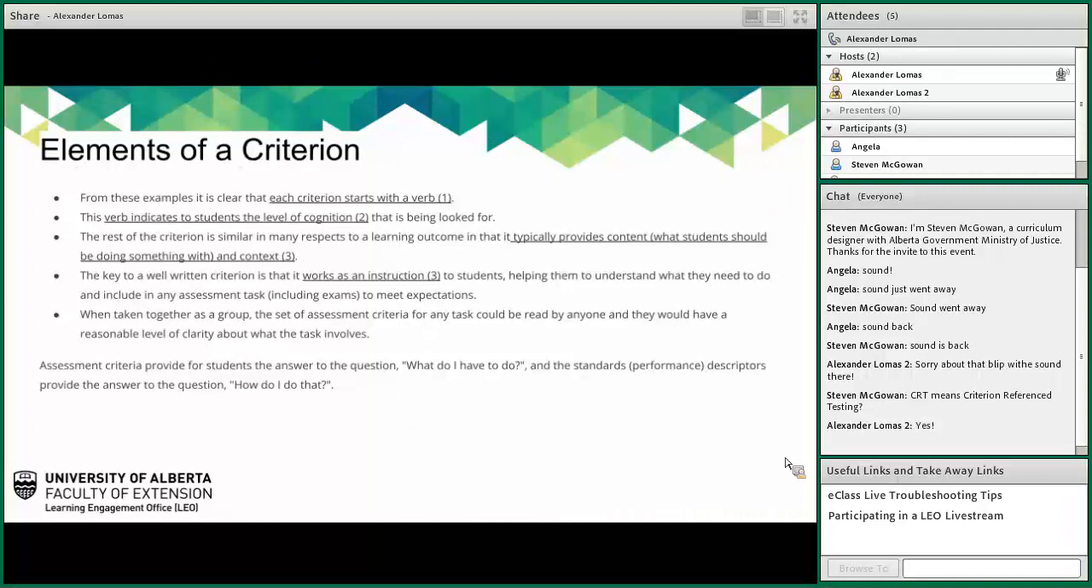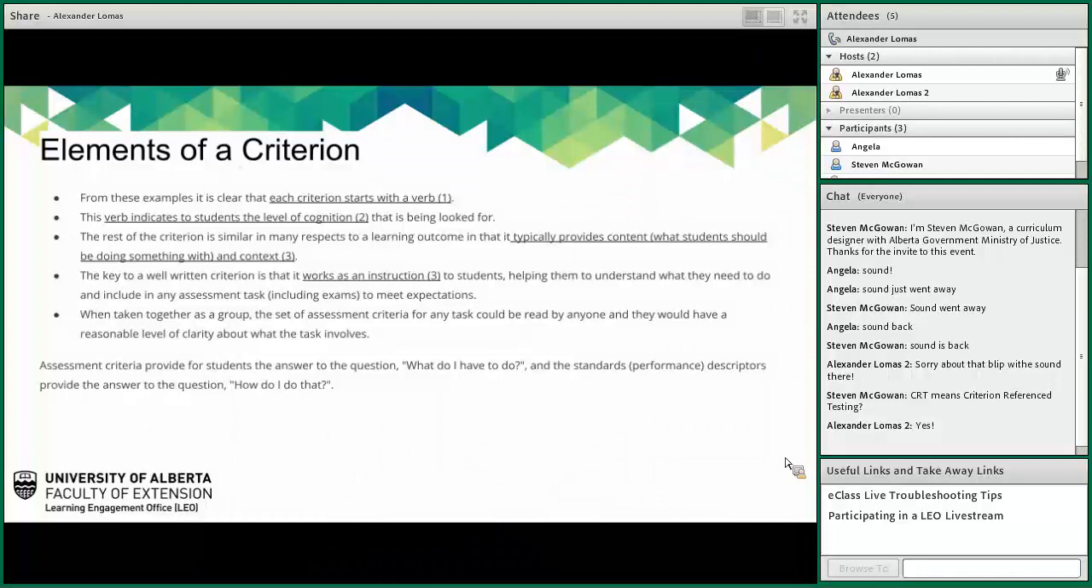The key to a well-written criterion is that it works as an instruction. So it literally tells the student what it is you're expecting from them. I expect you to use APA. So for those of you who may not use APA, that's basically the style guide at the end of their references.